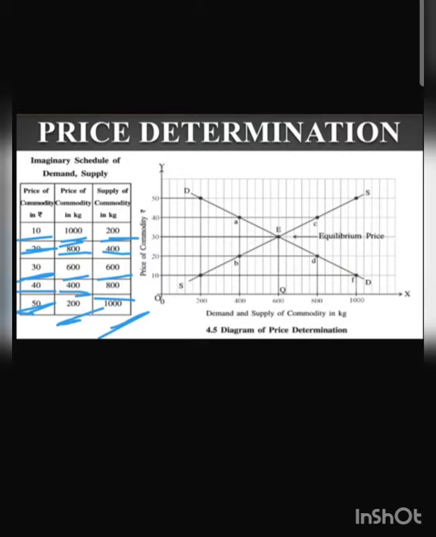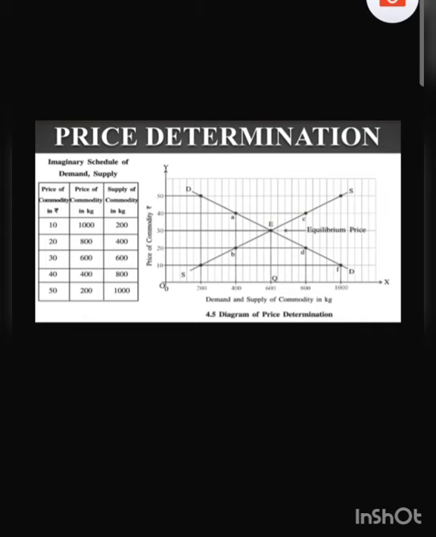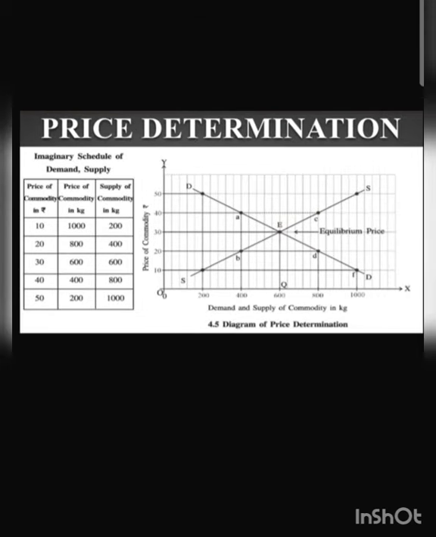So here, to overcome all these situations, the price is determined at one point, that you can see, 30 is the balance price or equilibrium price, where the demand is also 600 and the supply is also 600. Now over here students, you can see this price, this one, 30. At this price, the demand and the supply would be 600 and 600.